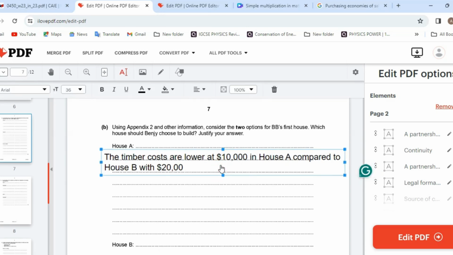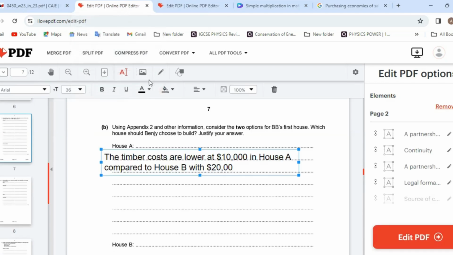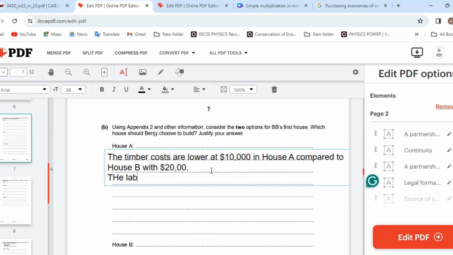Okay, let's look at another point using the advantages. Let's see what do we have. In labor cost, we have $15,000. Okay, we have $20,000 here. Of course, using this, the labor cost is 5,000 lower than house B. That is also an advantage of building house A. Okay, another point. Let's put a full stop here. Continue here. The labor cost is 5,000 lower than house B. That's another point.